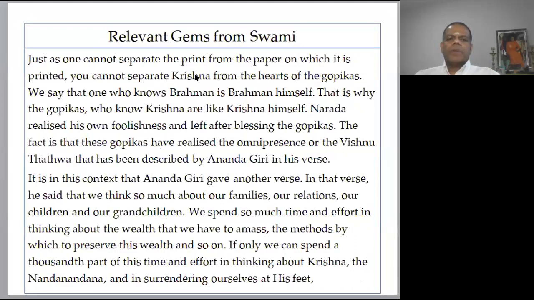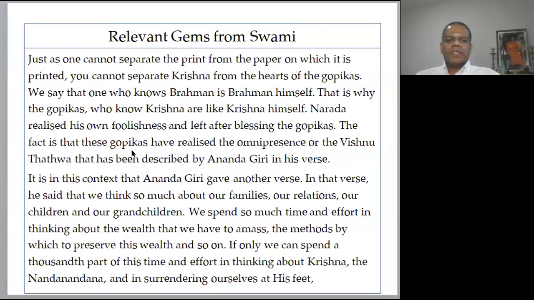Just as one cannot separate the print from the paper on which it is printed, you cannot separate Krishna from the hearts of the Gopikas. We say that one who knows Brahman is Brahman himself. That is why the Gopikas who know Krishna are like Krishna himself. Narada realized his own foolishness and left after blessing the Gopikas.